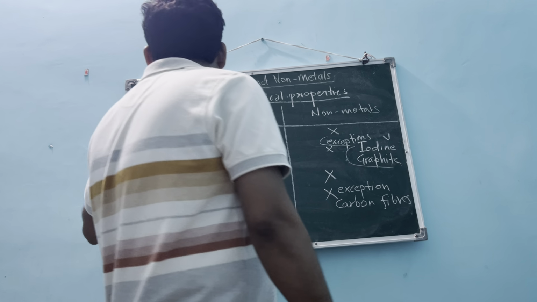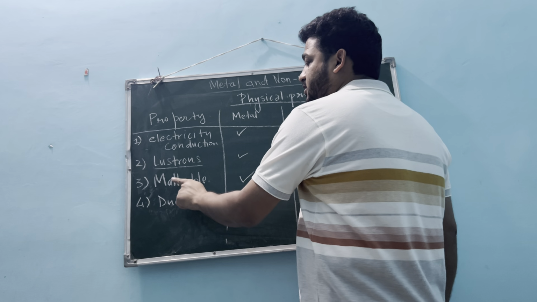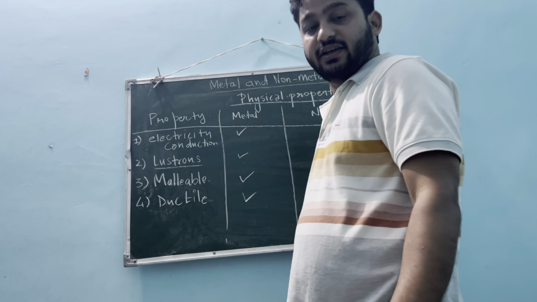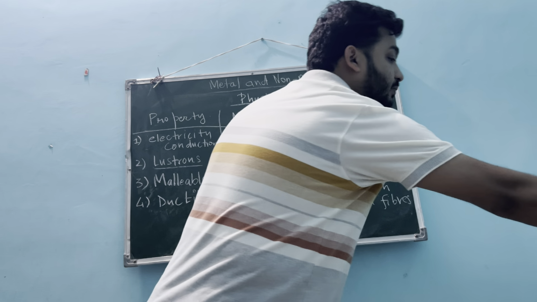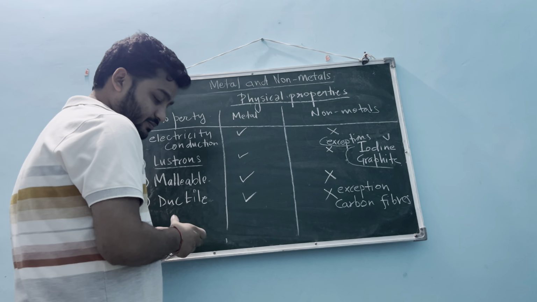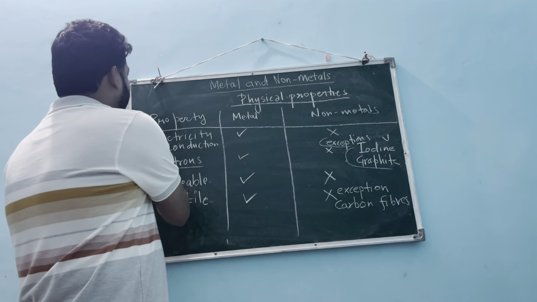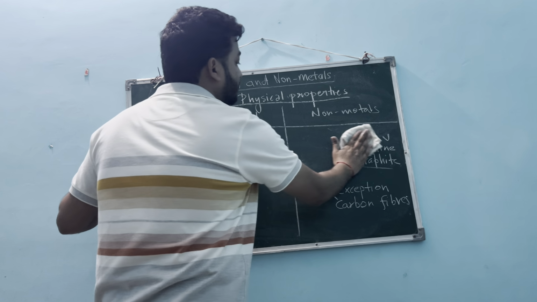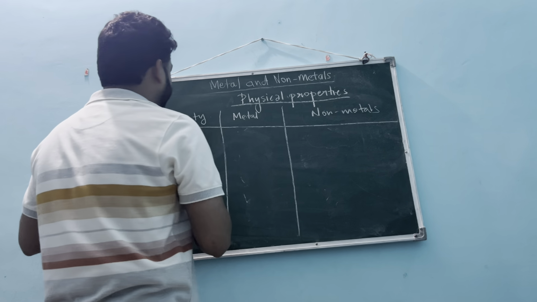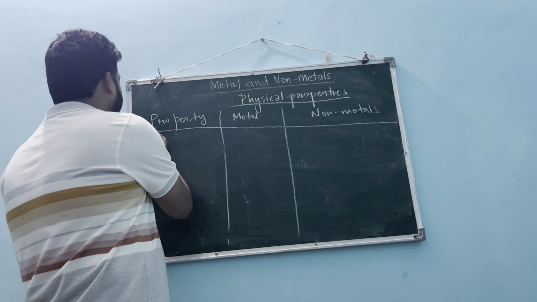So these are the four properties: electricity conduction, lustrous, malleable, ductile, ductility you can say. Now I am just rubbing them. Next property will be thermal conductivity.